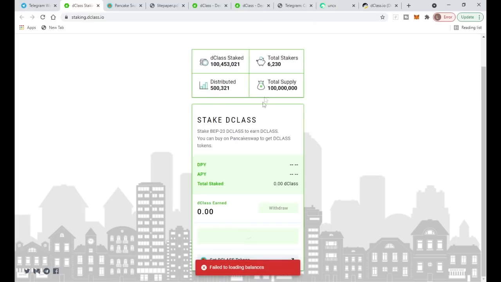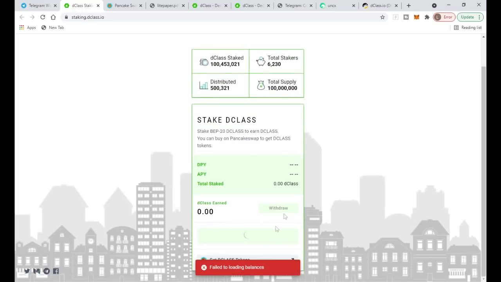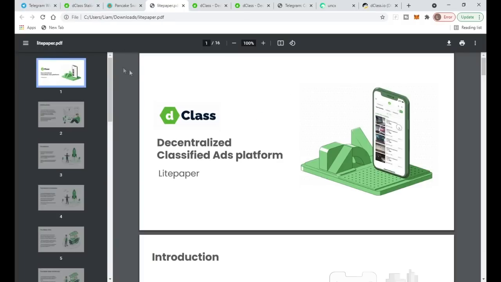Stake BEP20 dClass to earn more dClass. You can buy on PancakeSwap and get dClass tokens. The reason it's saying error right now, can't show balances, is obviously because you can't buy any yet. But here you have your balance and you can literally add your dClass. It will show you how much DPY and APY you'll be getting. Press stake and then you can withdraw whenever you want. This is basically, guys, passive income. And you can't really complain, because who doesn't love passive income, just staking your crypto to earn more, doing absolutely nothing in your sleep?